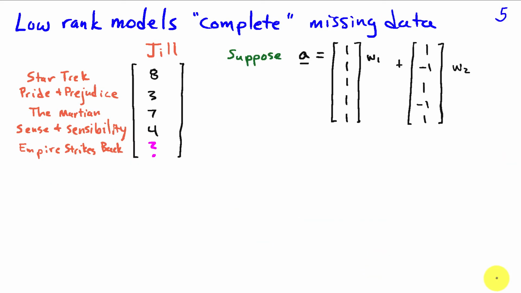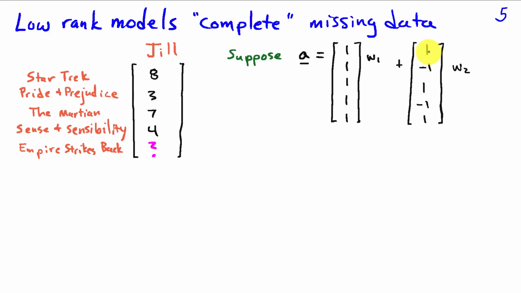Now, something else you can do with these low-rank models is complete missing data. For example, suppose we have these 5 movies: Star Trek, Pride and Prejudice, The Martian, Sense and Sensibility, and The Empire Strikes Back, and Jill has watched 4 of those, and we'd like to make a prediction of what her rating is going to be for the 5th one, The Empire Strikes Back. We're going to assume a model where our ratings are given by the sum of 2 terms: an average term, which has 1s in all of the different elements, and then we're going to assume that people have different preferences for science fiction movies versus romance movies.